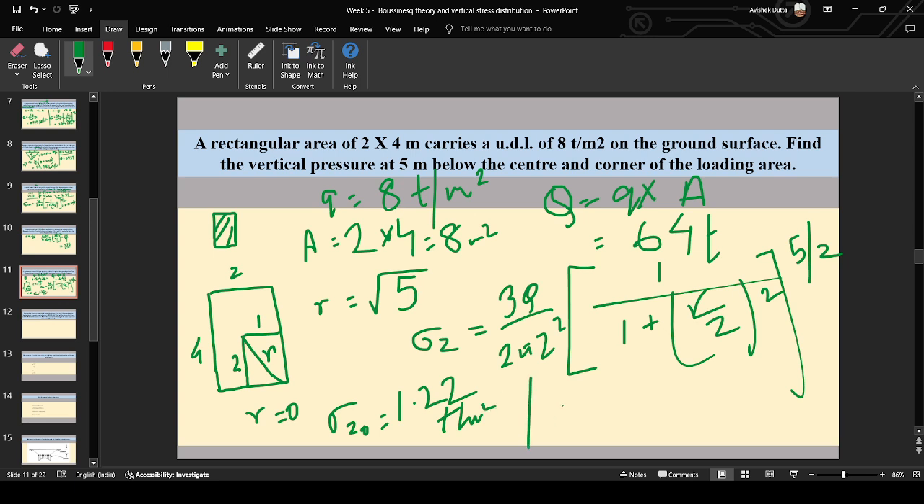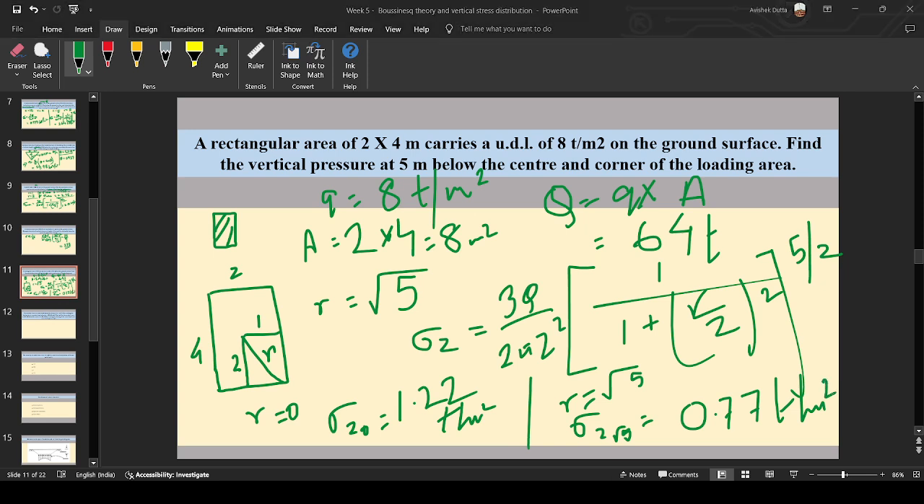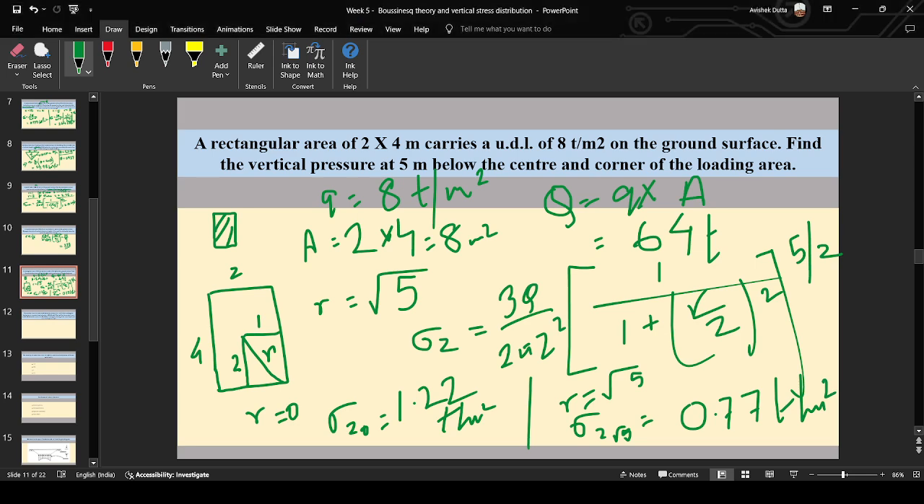Now if r equals to root 5, then putting r equals to root 5 in the same formula, we'll get sigma z at root 5 equals approximately 0.77 ton per meter square. Please do this and verify the answers. There might be some discrepancies in the decimals part, so please solve it and verify the answers.